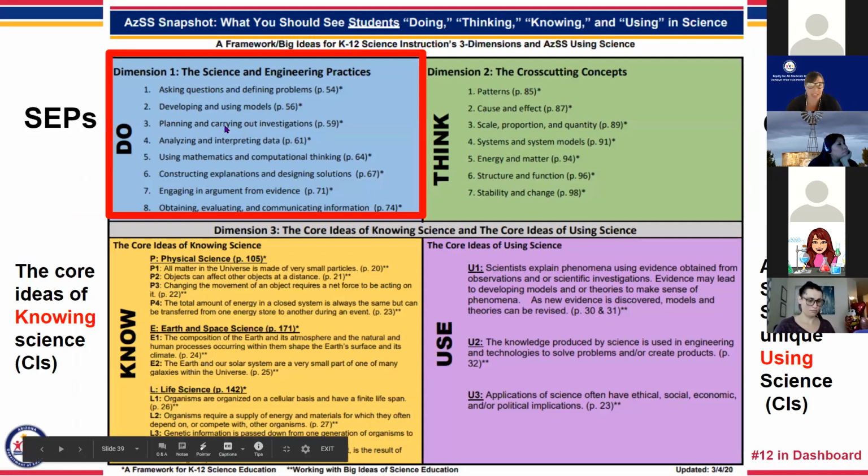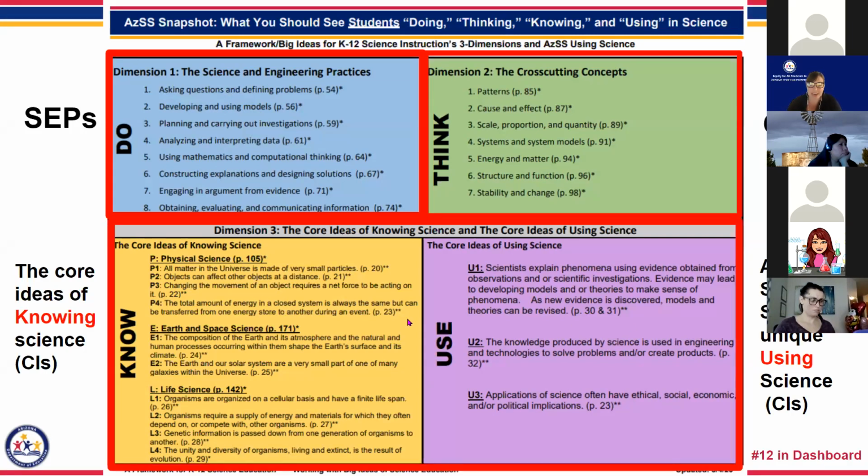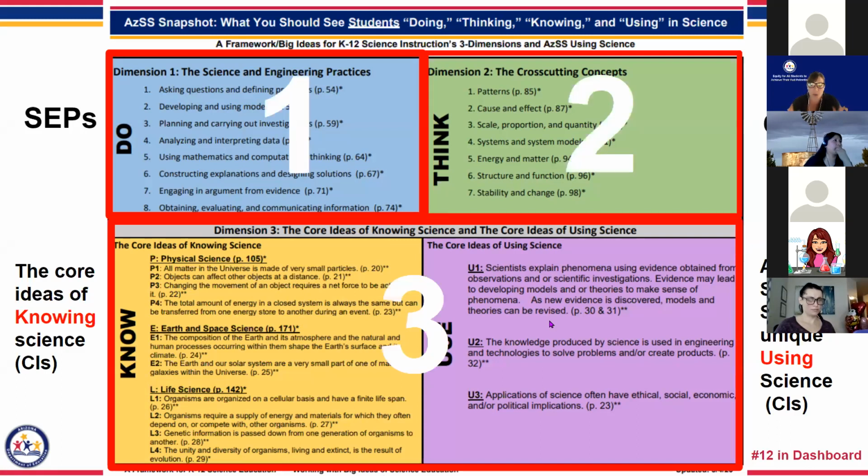And so up here, it has all of our three dimensions all in one place. Up here, we have the SEPs, science and engineering practices, and cross-cutting concepts, how we think about phenomena. And then down here, these two boxes are combined to give us our three dimensions in Arizona. And remember, this is different than the Next Generation Science Standards. Dimension one and two, the same as NGSS. Dimension three, very different.